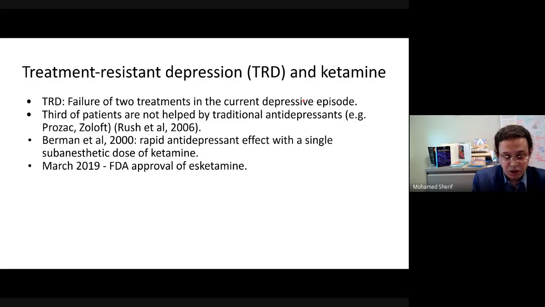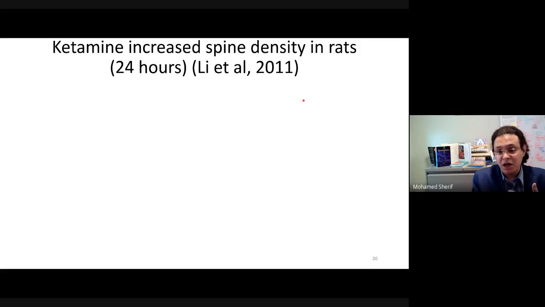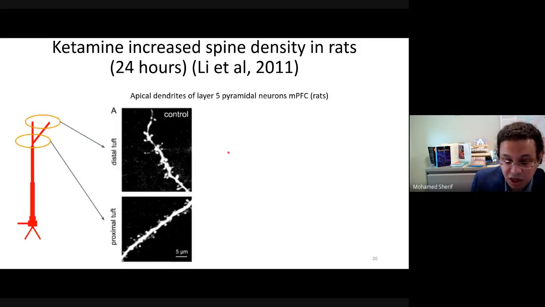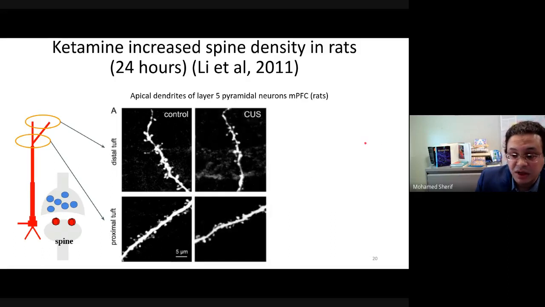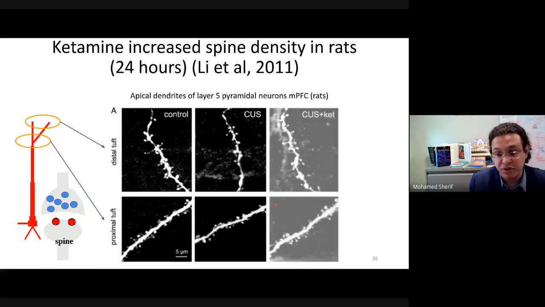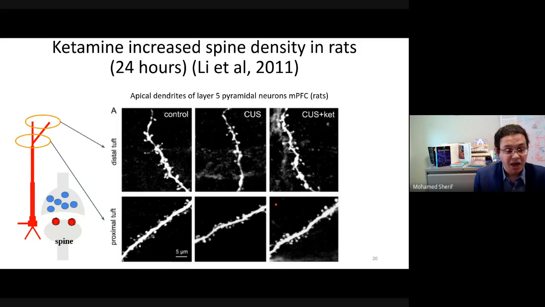Looking at how ketamine might be helping in depression, if you take a look at the dendritic spines, for example, here, the apical dendrites of a layer 5 pyramidal neuron, you can see these protrusions, which are the spines. In animal models, when you do chronic unpredictable stress, you find that there is a reduction in the number of these spines. So there's atrophy of the spines, as well as atrophy of the dendrites. And a single dose of ketamine was able to restore the number of spines back. This is how we think, at least in animal models, that a single dose of ketamine might produce this rapid antidepressant effect within 24 hours.